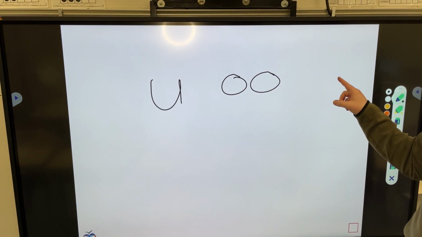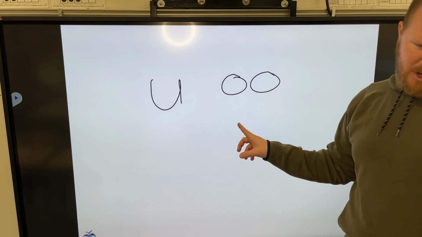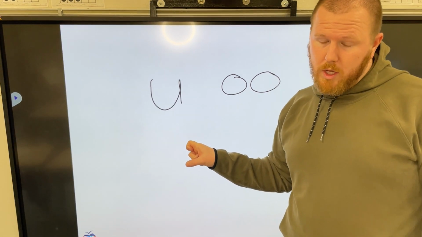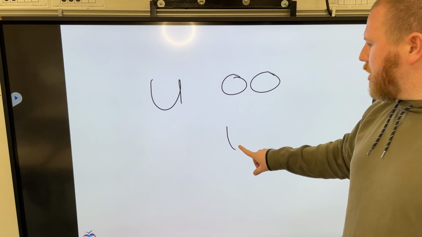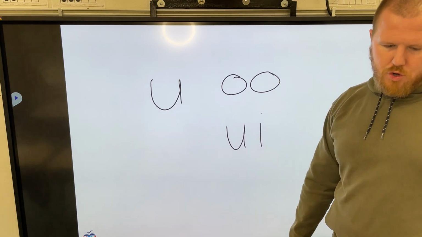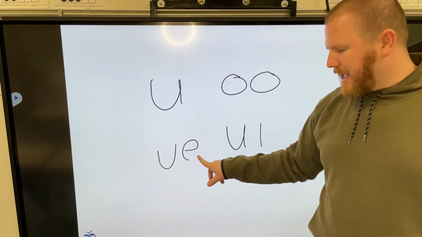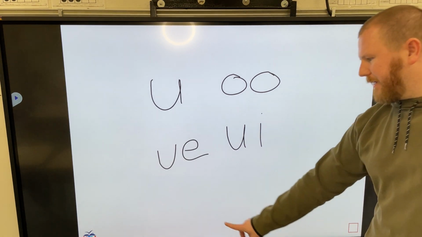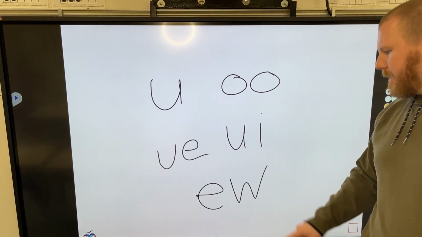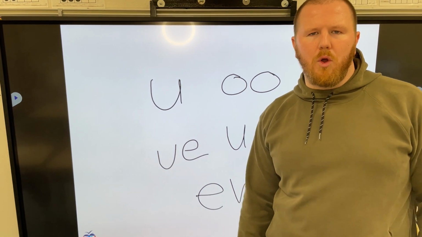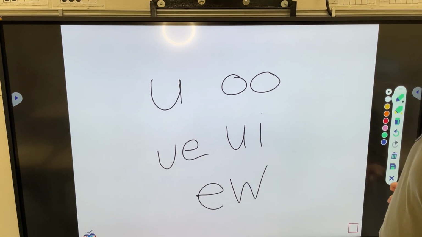I also see O-E, although O-E shouldn't be on there though because O-E is O. I see U-I, like in fruit, or ooh, and then I see U-E, like in blue, and then last but not least, E-W, like I only have a few more candy bars. Okay, erase your boards. We're gonna move to our blending board.